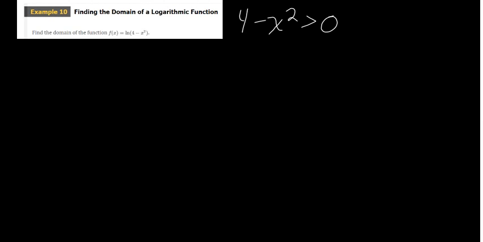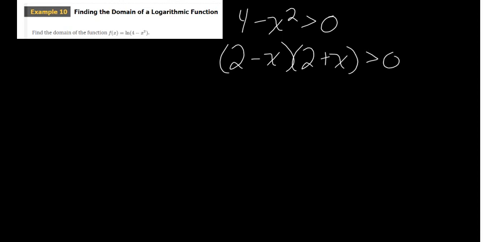Good. Well, how do we do this? This is pretty easy, right? This is a difference of squares, an a squared minus b squared. So we can essentially write this as 2 minus x and 2 plus x is greater than 0. Perfect. So what does this tell me? We have to solve this similar to whenever we had a polynomial of degree greater than 1 inside of a radical.